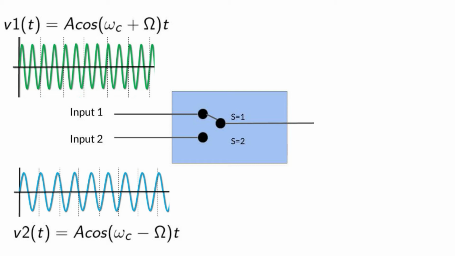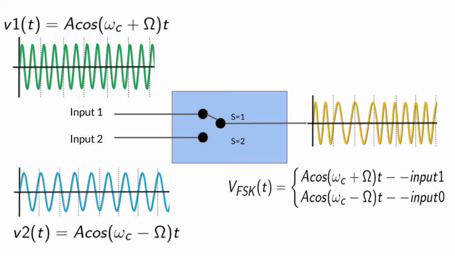The input bit stream is applied to the select pin of the multiplexer. The rate of switching is the same as the input bit rate. The output of this multiplexer is V_FSK(t) = A cos(ωC + Ω)t for 1 and A cos(ωC − Ω)t for 0.